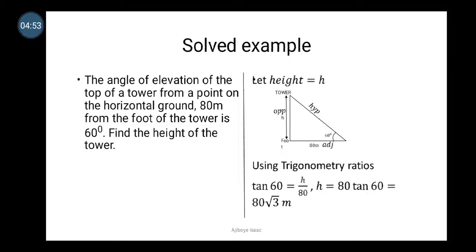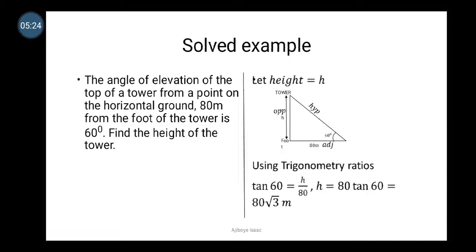You know, this is a practical example, something that you can always do. If you know the angle at which you are looking at the top of a house, and you know the distance between where you are and the foot of the house, then you can easily calculate the height of the house. It's very simple. So, representing that in a diagram, let the height be h.